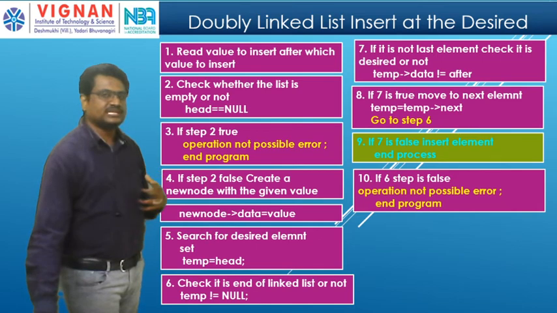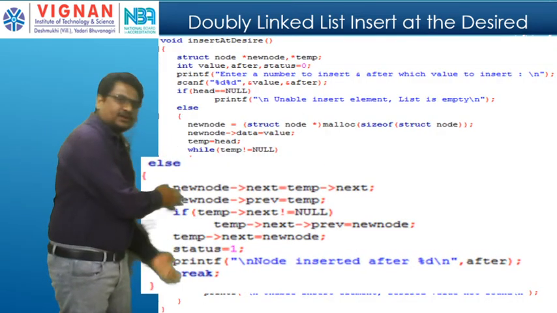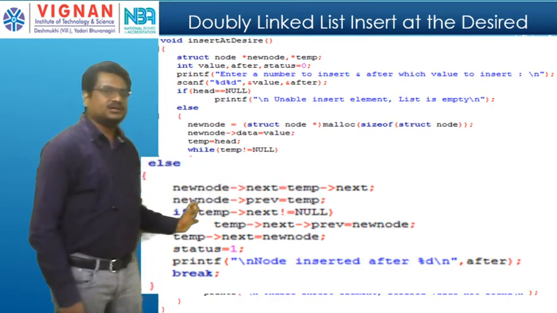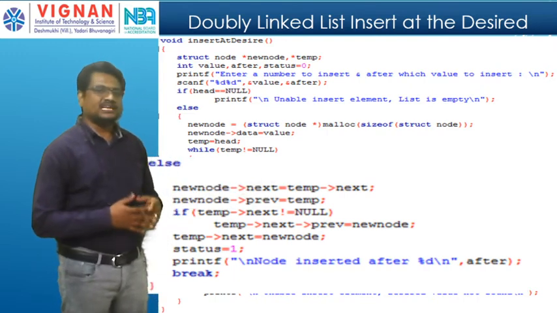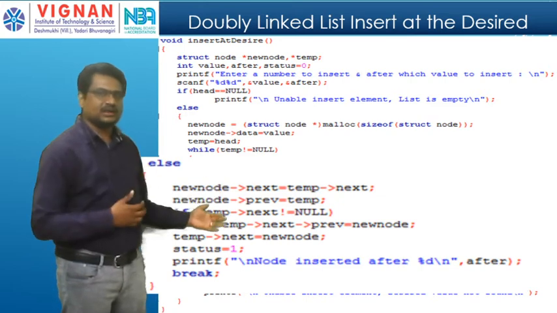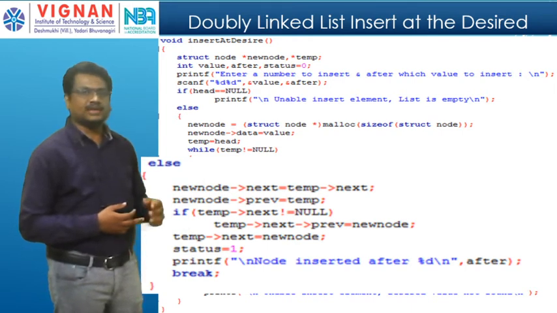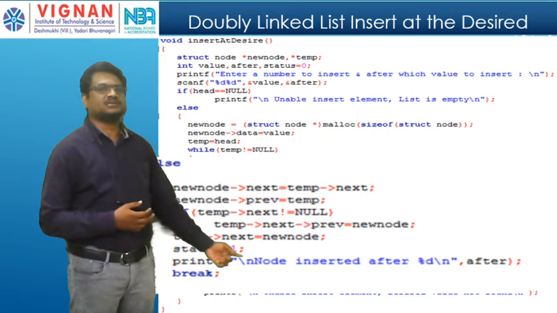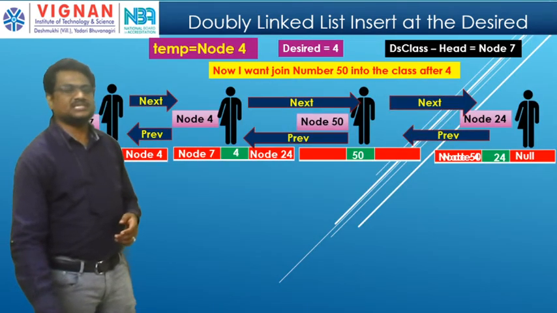So I need to insert the element. What are the steps I need to do? These are the steps. Okay. In the else block, new node next will become temporary next. New node previous will become temporary. If it is not the last element, if the next element is not null, then temporary next previous will become new node. Next, temporary next uses new node. Let's see how it is happening. Am I right? How it is happening.